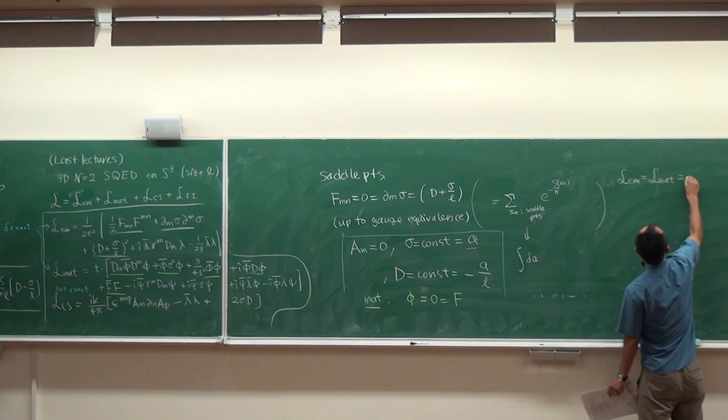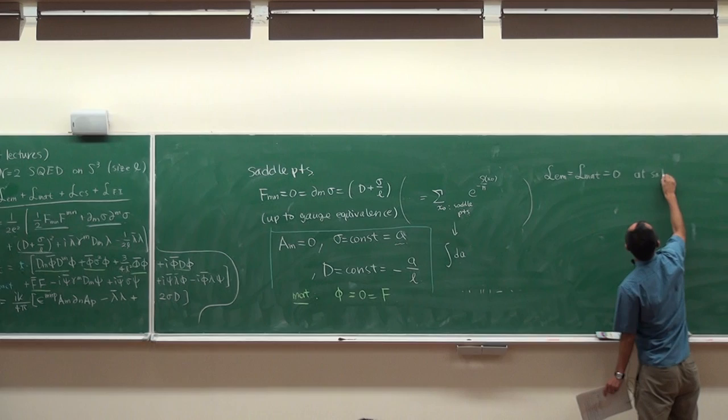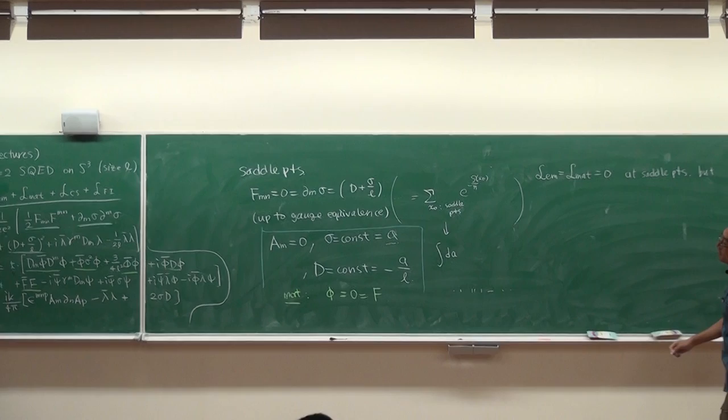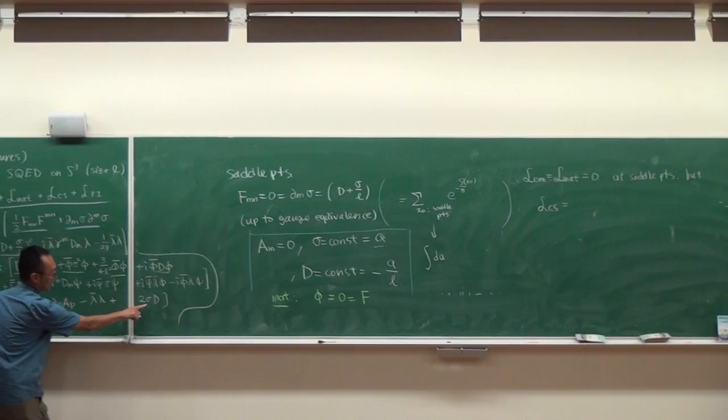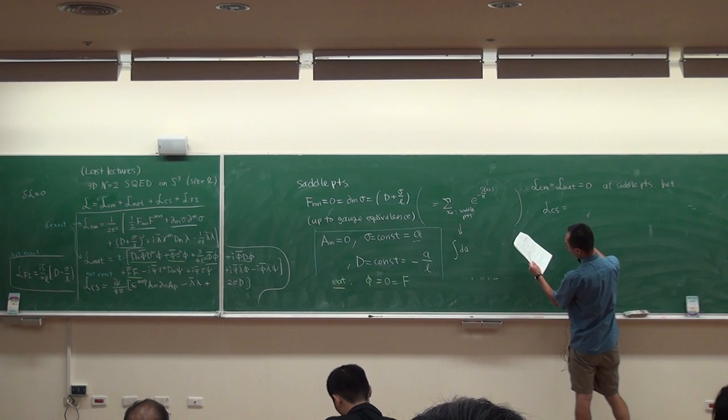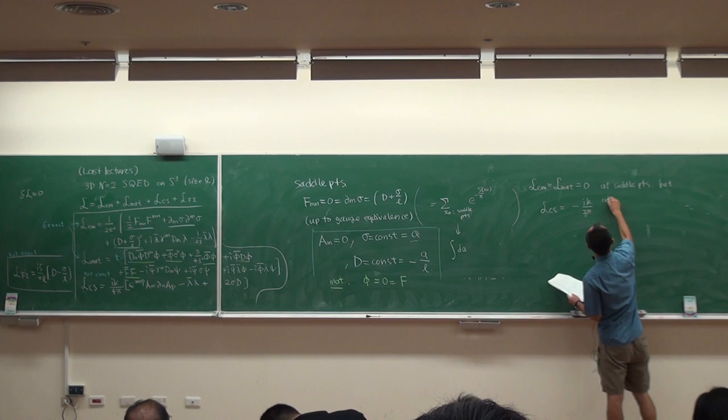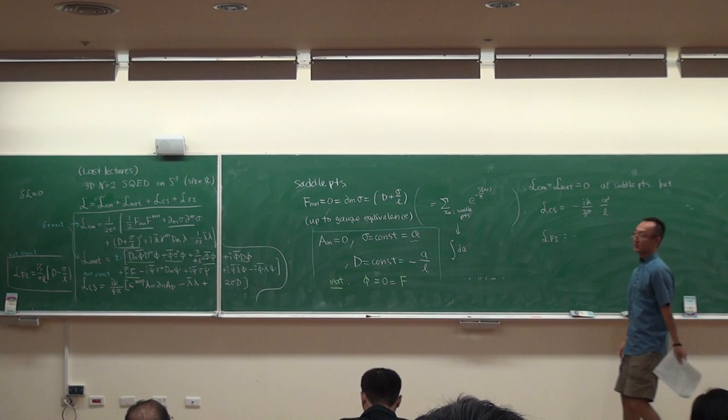At the saddle point, these terms are vanishing, but the remaining two terms are not vanishing. This guy, A mu, is zero, but sigma is not zero, D is not zero, so the result is that the Lagrangian at the saddle point takes this non-zero value. And in the same way, the Lagrangian for the matter multiplet takes a non-zero value.